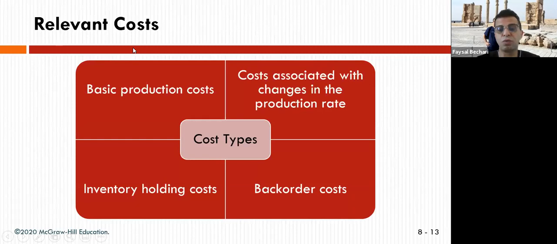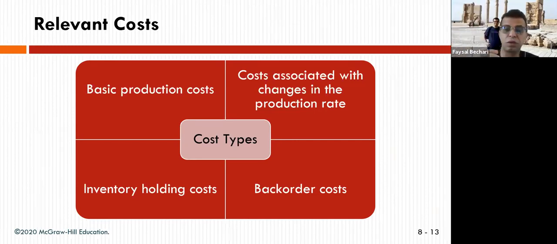Now, whatever your strategy is, there is a cost relevant to it. So there is a production cost, the basic production cost. You need to take that into consideration. There is a cost associated with changes in the production rate. If you increase by one more unit, how much cost is incurred? And we brought the example of turbine electricity. When we are trying to add one more, the cost goes very high.